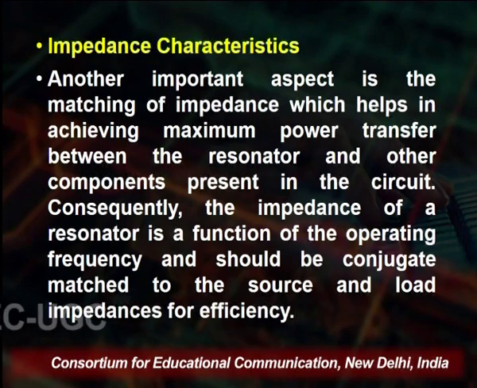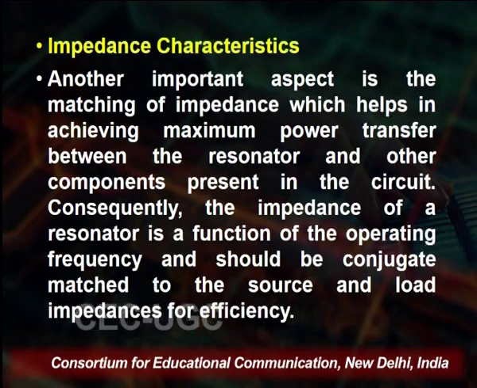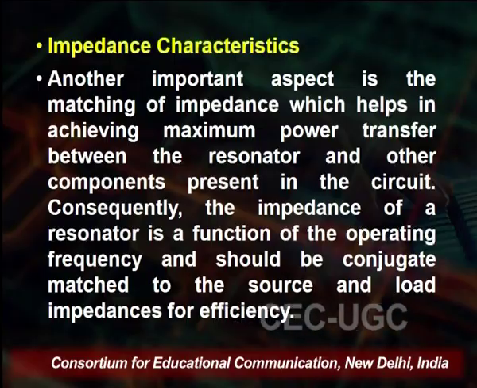So consequently the impedance of a resonator is a function of the operating frequency, and it should be conjugate matched to the source and the load impedance for that frequency. On the basis of impedance characteristics, we can define two types of resonators: the series resonator, which has a low impedance at resonance, and the parallel resonator, which offers a high impedance at resonance. So in this impedance matching we have two types, series and parallel.